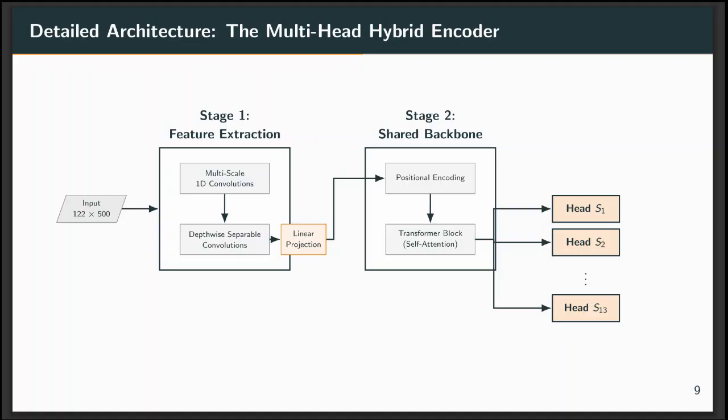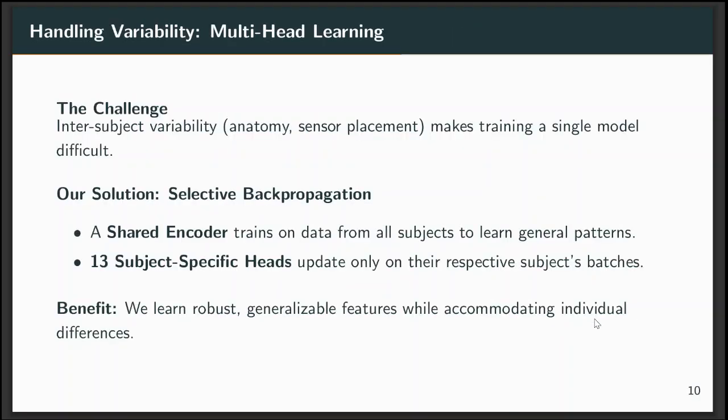Then stage two is a shared transformer backbone that learns universal visual patterns across all subjects. Finally, in stage three, we branch into 13 separate heads. To train this, we use selective backpropagation, where gradients update the shared backbone, but only the specific head for the current subject is updated. This prevents negative transfer between subjects.